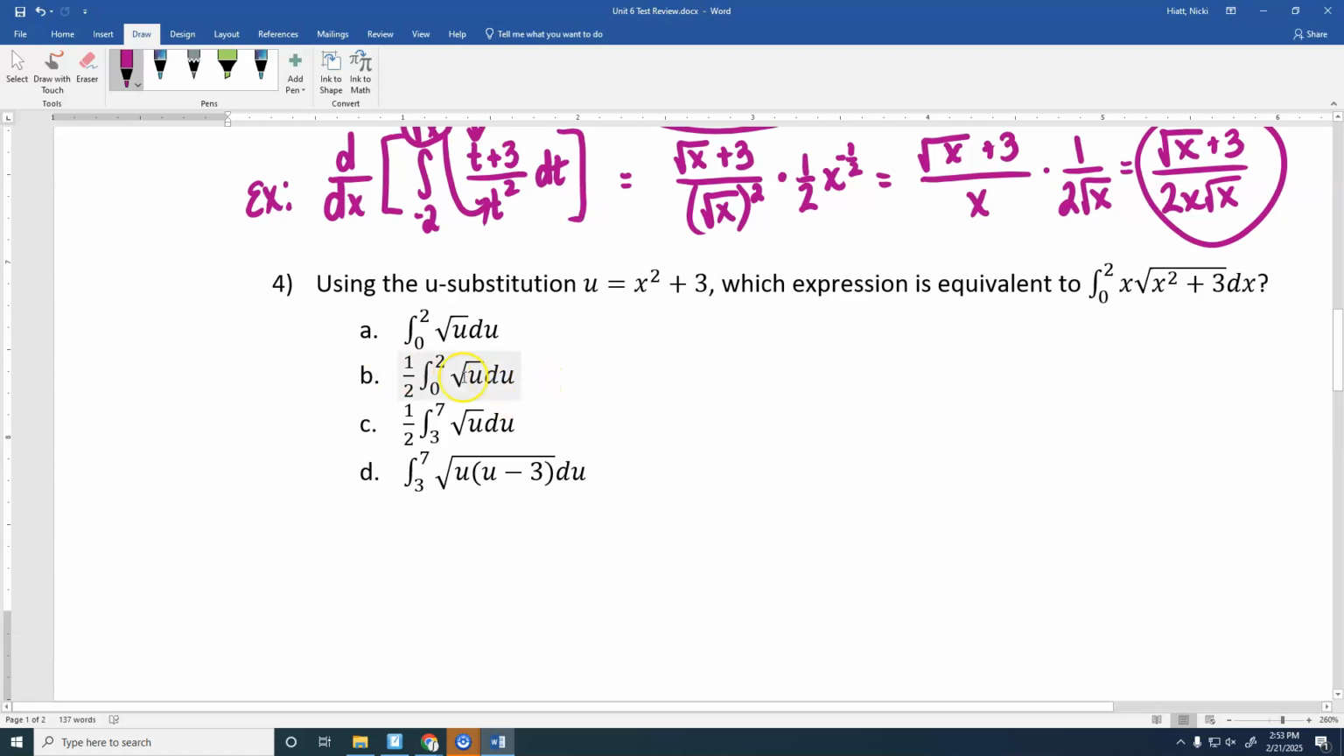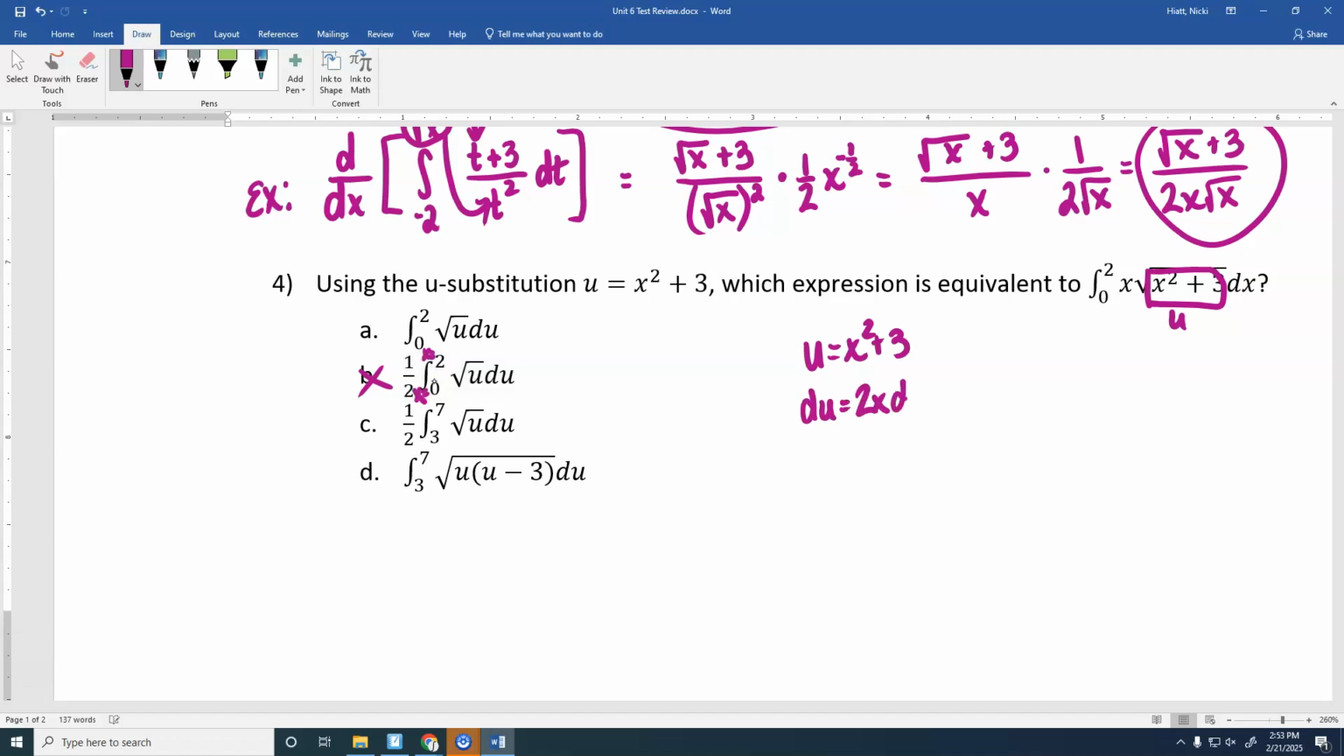Okay, B. You have to change all the variables, because if they had put an x equals here and x equals there, then it would be okay, but they did not, so it's not B, because your u would be x squared plus 3, that's this right here, and du is going to be 2x dx.